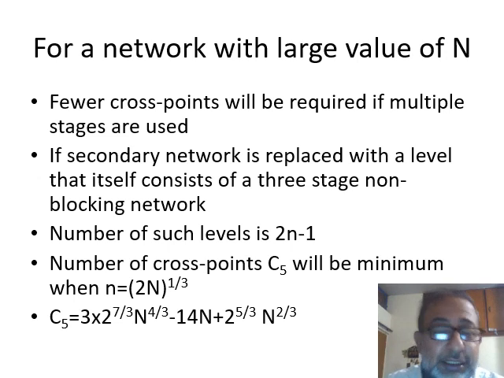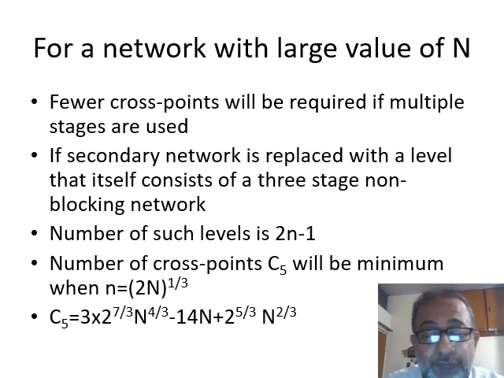In such a case, the number of cross points C5 will be minimum when small n is equal to 2 into capital N raised to power 1 over 3. How do we get it? In a similar way as we have done in the earlier case, we find out the number of switches in each case and add them up, we get C5, and after that we differentiate it with respect to small n and equate to 0. In this way we get the value of small n, which comes out to be 2 into capital N raised to power 1 over 3.